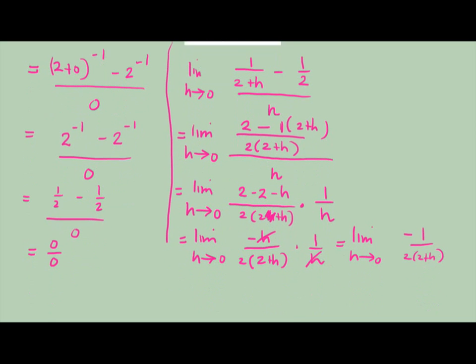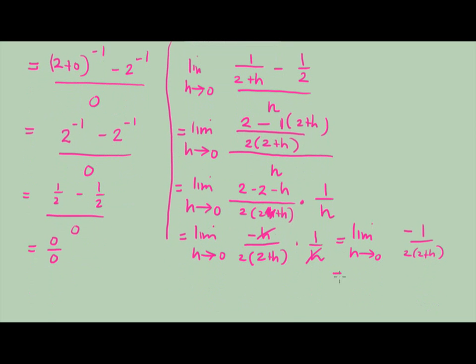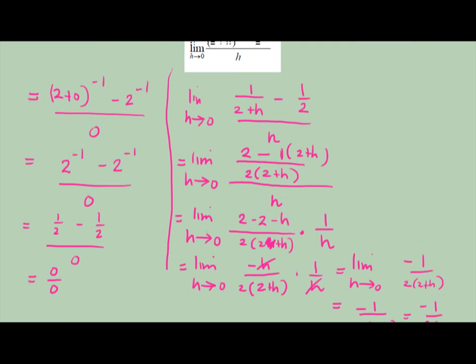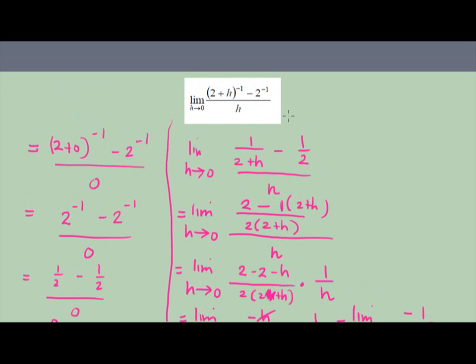And the moment you have obtained the simplified version of the function, you can now try the substitution again. So if we substitute 0 to h, then this will become negative 1 over 2 times 2 plus 0, which is equal to negative 1 over 2 times 2, which is equal to negative 1 over 4. Therefore, the limit of this function is equal to negative 1 over 4.